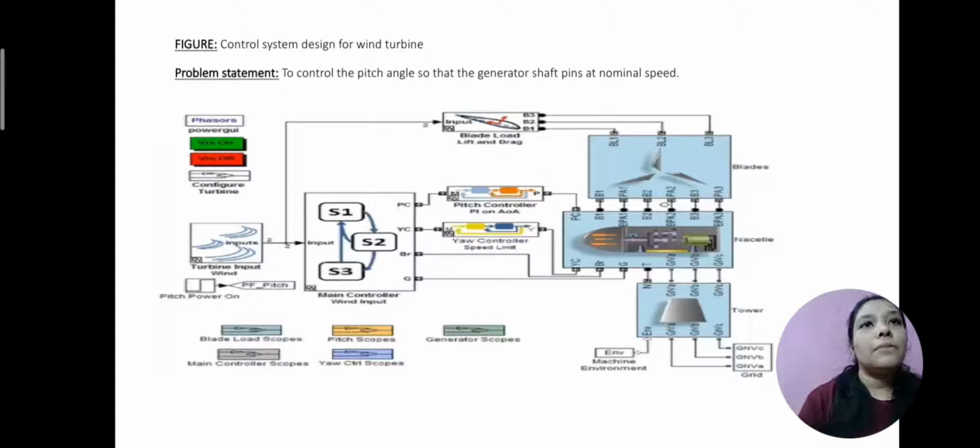Hello everyone, this is Baishali Roy presenting before you the presentation in which we are going to discuss how to design a wind turbine which will ensure low maintenance cost and an efficient performance.